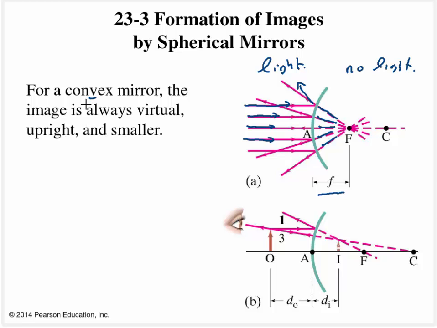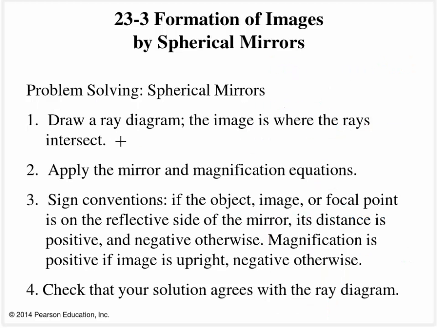So for convex mirrors, the image is always going to be virtual. It turns out that if we were to look at the objects, then the image is always going to be 1, virtual, 2, upright, and 3, smaller. Everything is still going to apply. We still have a focal length, we still have distances to the object and distances to the image, and that's just the relative distance between the image and the surface, and the object and the surface.